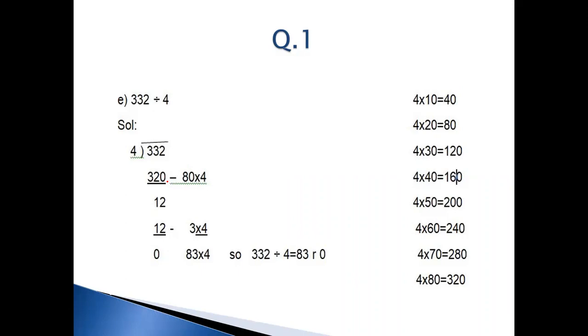Again, we will go for the simple subtraction process. 2 minus 0 will be 2. 3 minus 2 will be 1. And 12 is a number which is left here. Now to complete this division, we are going to recall the table of 4 again. 4 multiplied by 3 is equal to 12.